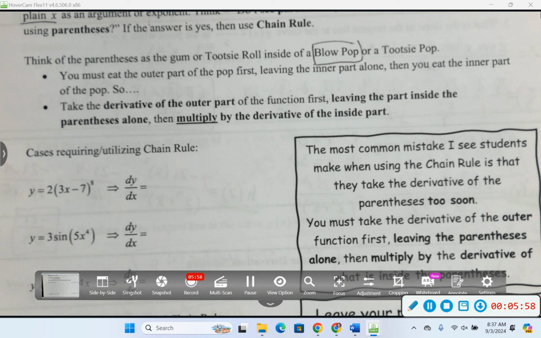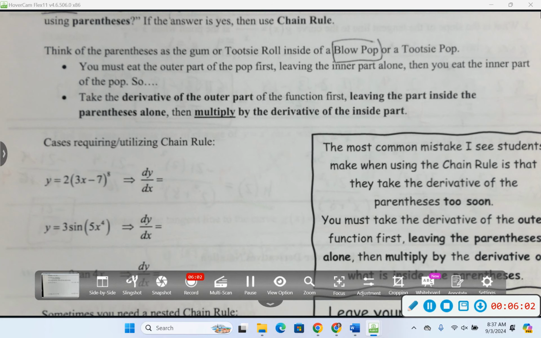Okay, so let's look at some cases requiring or using the chain rule.